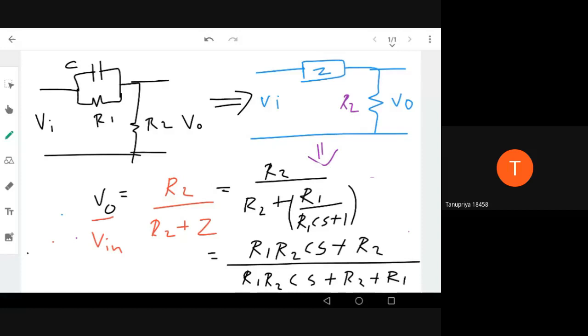Is it correct? You just check the algebra. Maybe there is something wrong where I simplified. Okay, so this is going here. This has to be multiplied by here. So it will be R1 R2 CS plus R2 plus R1. Okay, then this will be coming into the numerator. Okay, I think this is the answer. R1 R2 R1 CS plus 1. Okay, please check it.